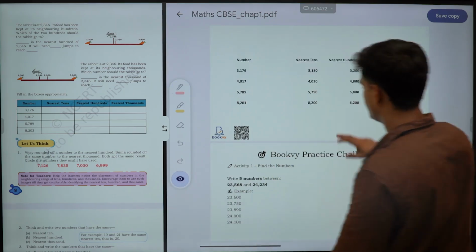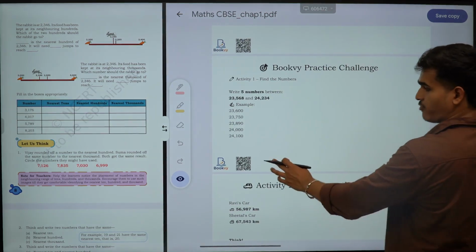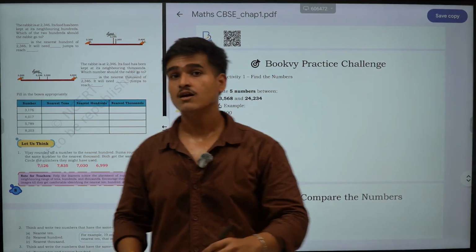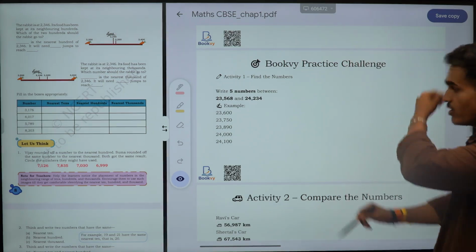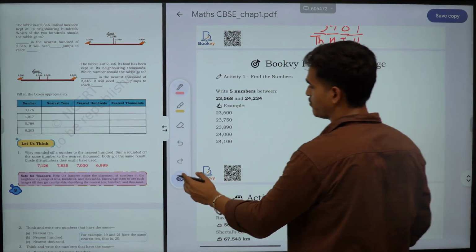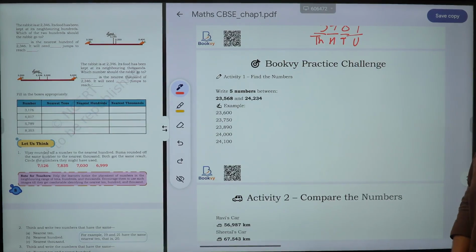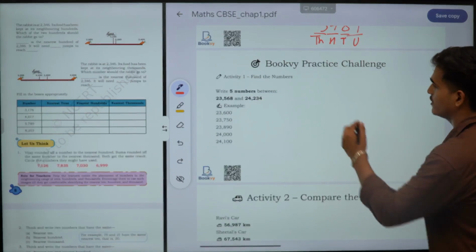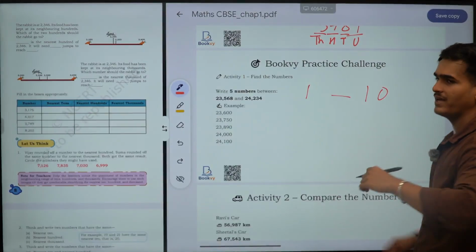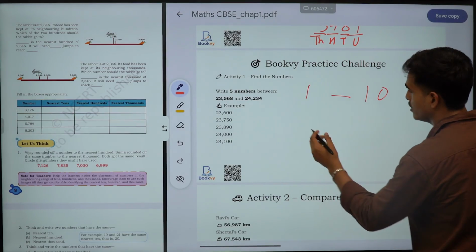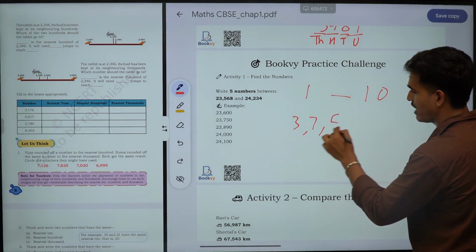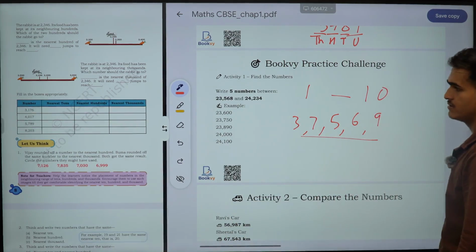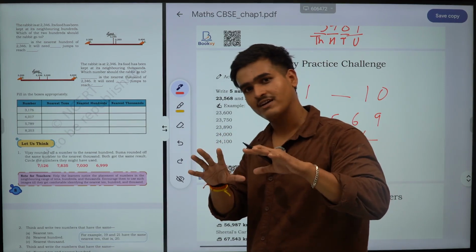Now, as you are learning from Bookvy, I have personally prepared practice challenges for you from my end. Suppose you are having 5 numbers. Suppose I have given you numbers from 1 to 10. You have to pick any 5 numbers. So I have taken 3, 7, 5, 6 and 9. So my 5 numbers are these. You have to take only 5 numbers.